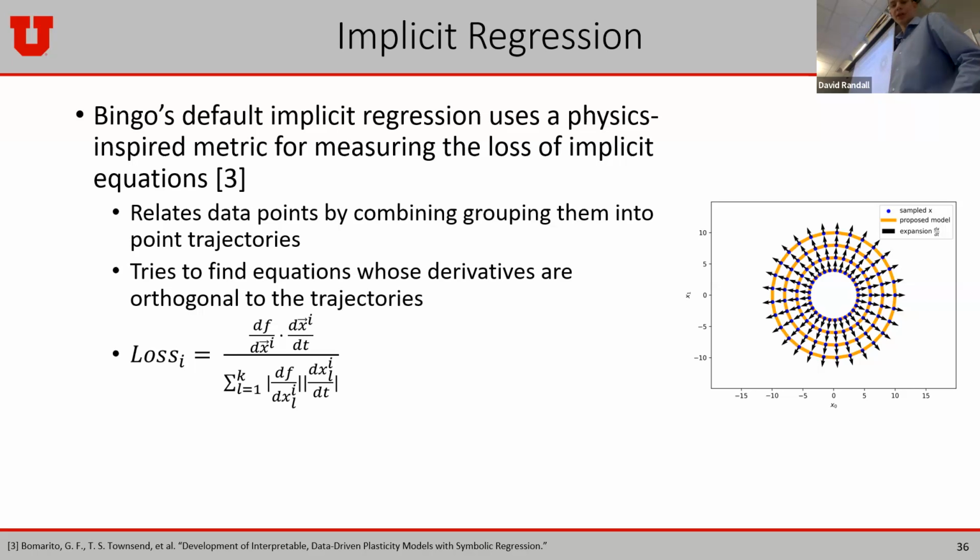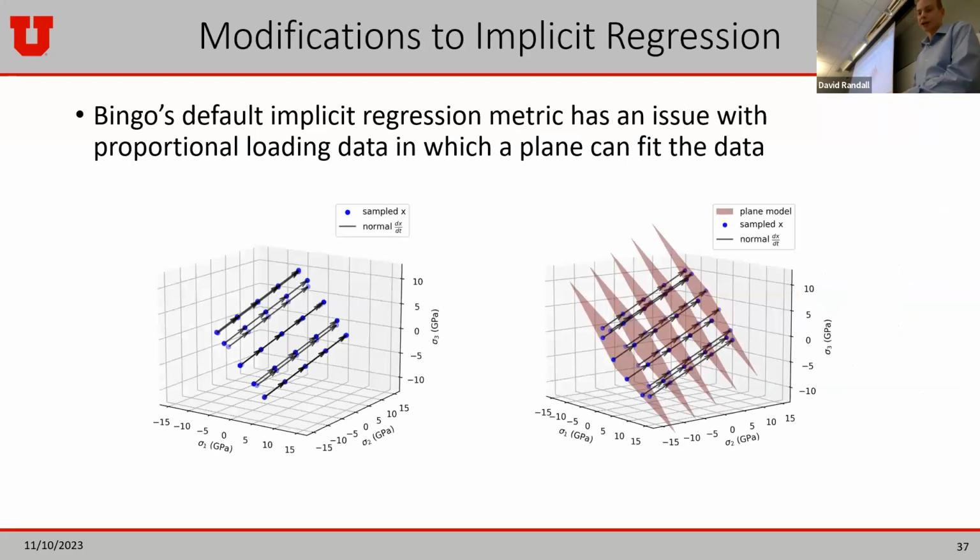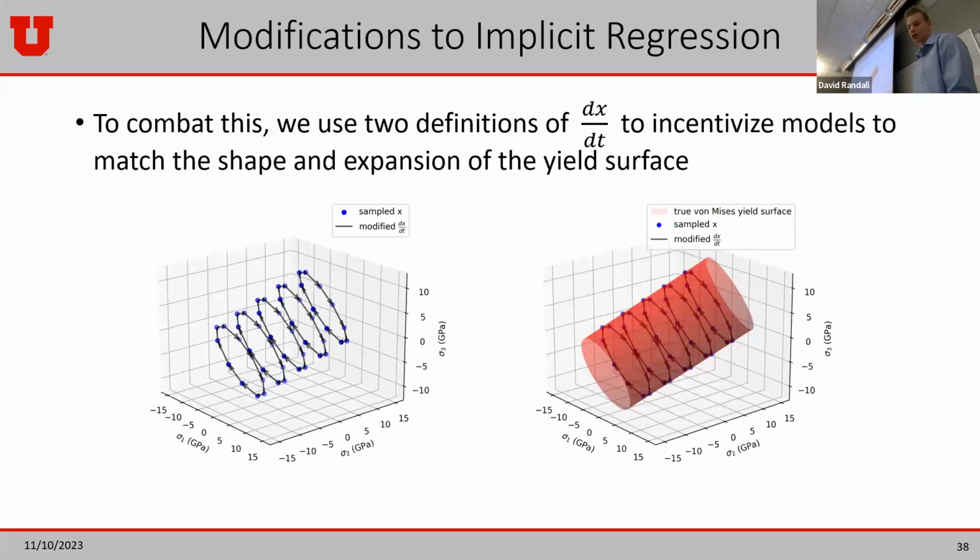So this implicit regression metric was formulated for finding yield surfaces. However, for our cases, we had to modify it to work for our cases. And that's because we had this issue presented here, where if we generate proportional loading data from the von Mises yield surface, shown in these blue points, and then we calculate the derivatives between them, we can recover this plane solution, which according to the previous metric fits the data. However, instead we want a cylinder about the data shown here.